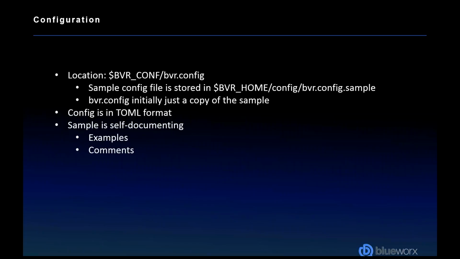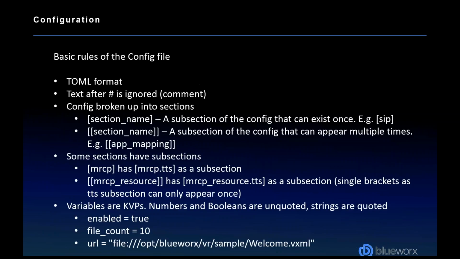Now, we provide a sample config, and the whole of the config is self-documenting, which means that it's got plenty of comments in it. It describes everything that you can configure. And so just looking at the config file will make it pretty self-explanatory. Now, it's in a format called TOML, and I'll explain what this looks like next.